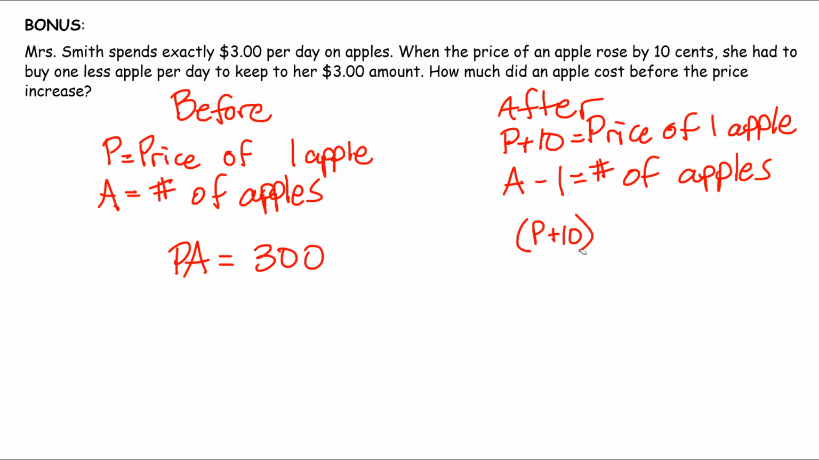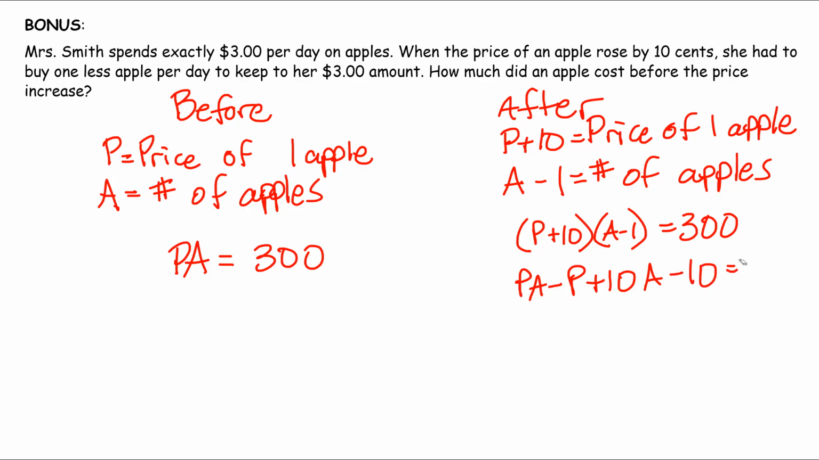And it's still coming out to be $3 when you multiply the two things together. The price of an apple times the number of apples she buys is still going to be $3. She's sticking to her $3 price. So we have two equations and two unknowns, so we know that we can solve for A and P. So I'm going to use the distributive property over here on the right and multiply this out. So I've got PA minus P plus 10A minus 10 equals 300. And now what I want to do here is use this equation over here, because this is still true.